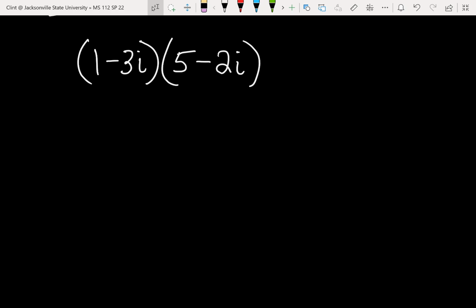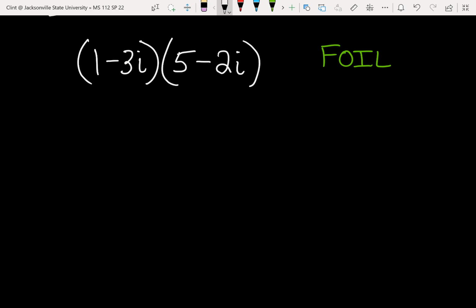Here we've got two complex numbers we want to multiply. If they were x's instead of i's, what would you say we should do? Multiply that out. Two terms on each one, right? So that's FOIL. We can do the same thing here.